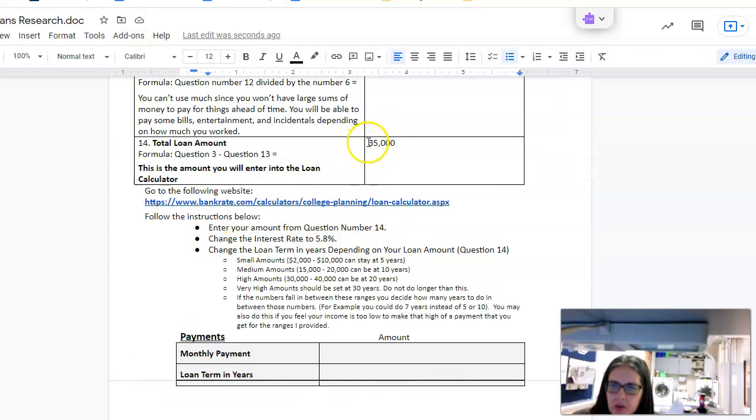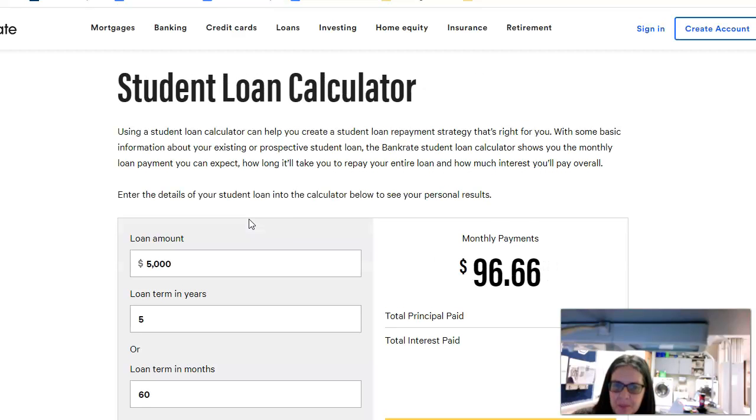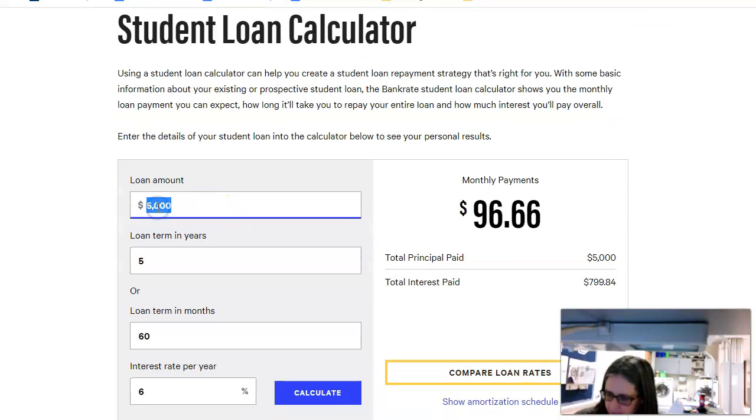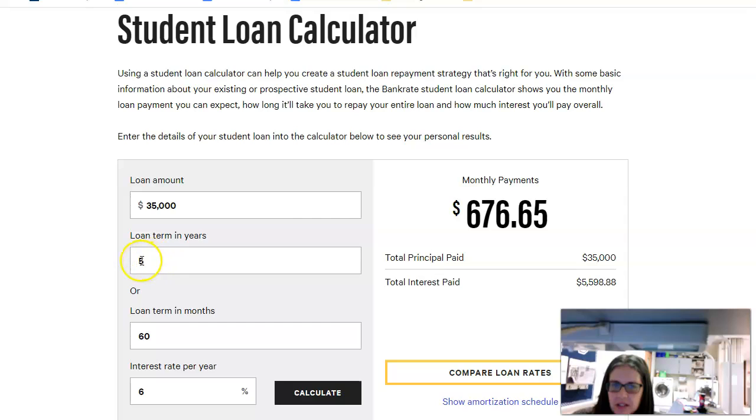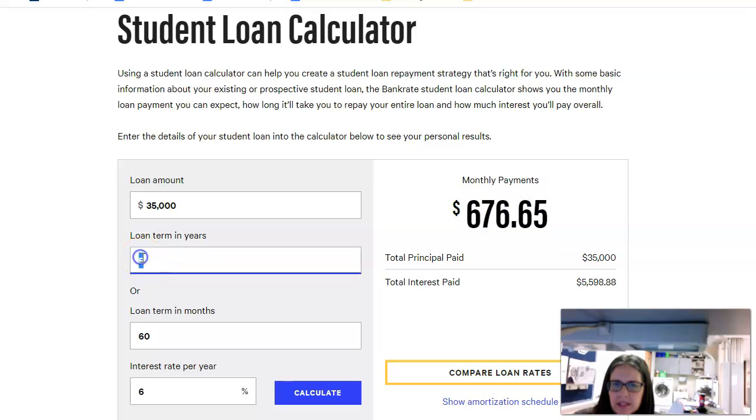And then I'm going to go to this paycheck calculator. So keeping in mind my total loan amount is going to be $35,000. And then this is where I plug this in. Plug in my $35,000. And I hit calculate. You notice how it's a huge number. $676.65. There's no way I'd be able to pay that each month. Especially starting out, but the reason it's like that is because the term in loan is 5 years.